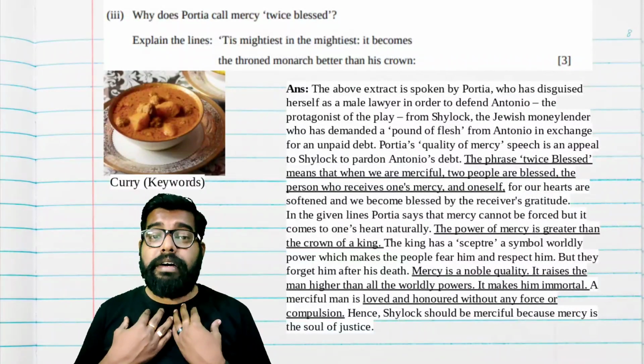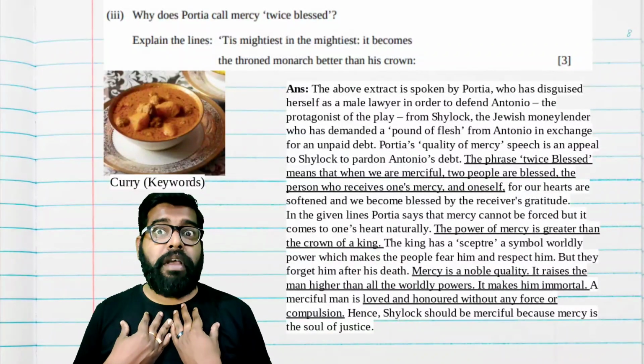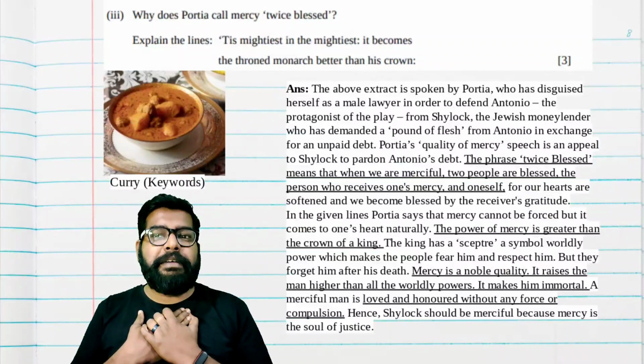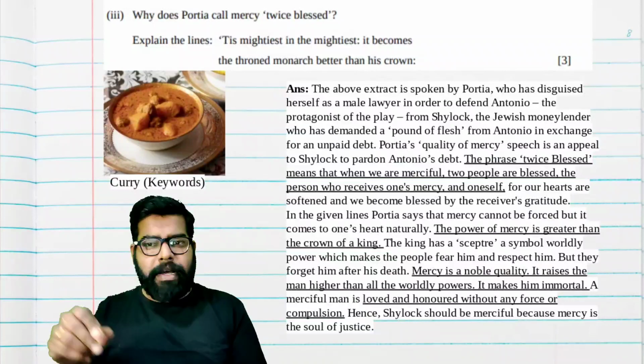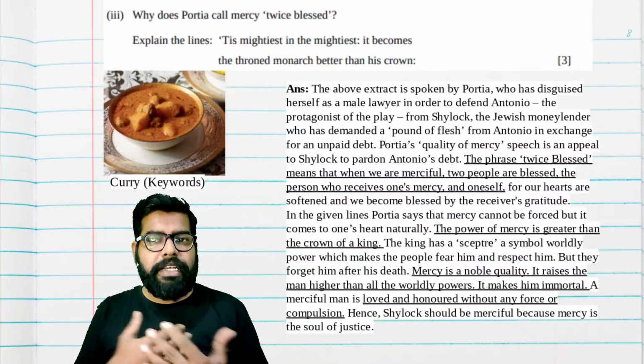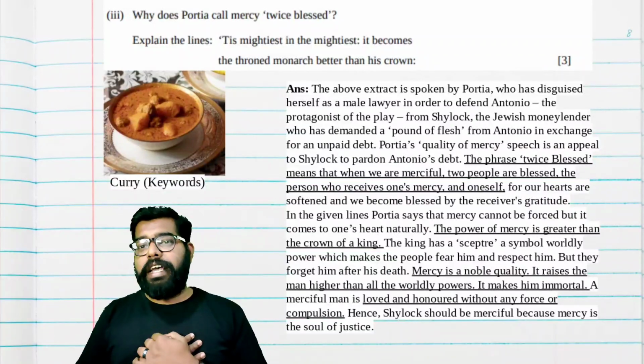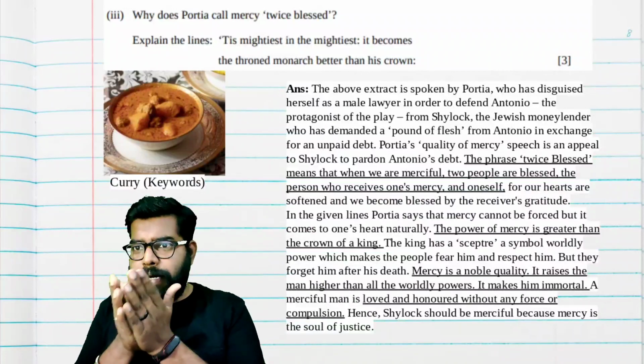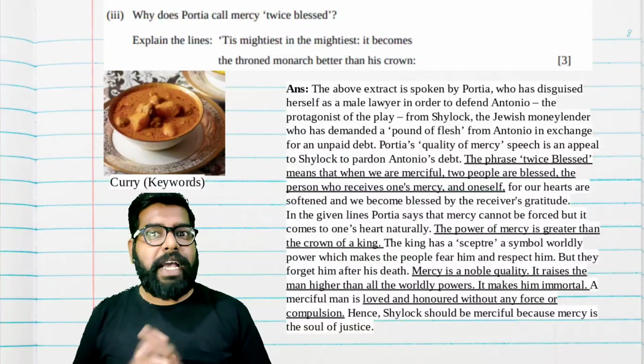Now, if I'm a person who is correcting your paper, my work should be made easy. I will be happy if the student is making my work easy. So I'll see if the student has made my work easy by underlining the keywords. It'll be easy for me. So in the same answer which I read just now, you can see what is the keyword. The first question is talking about being twice blessed. So I'll just underline the part where I've explained what twice blessed means.